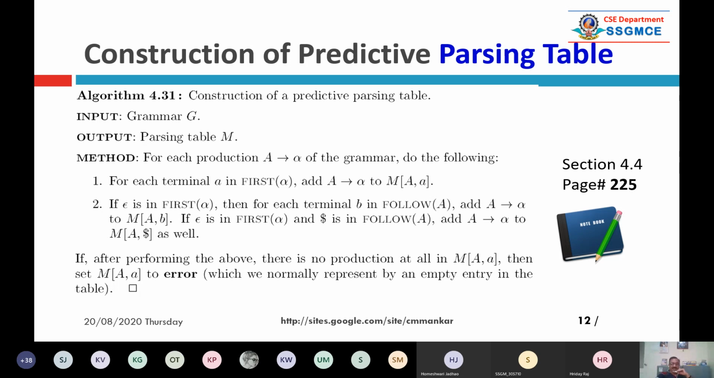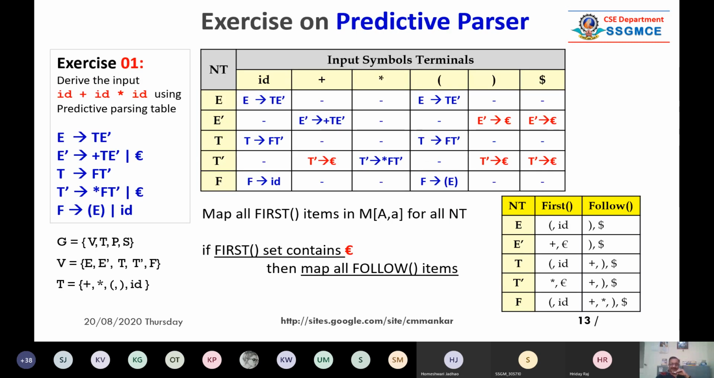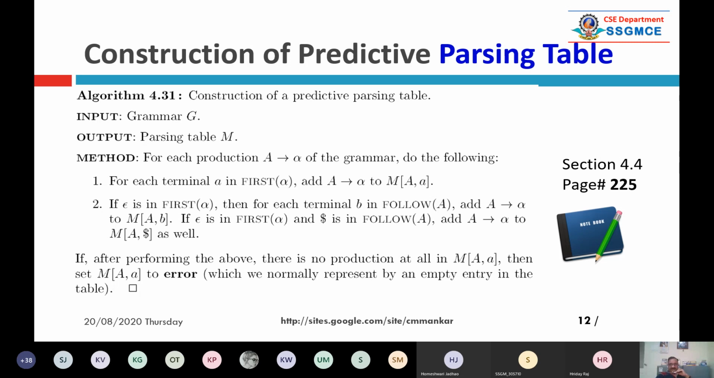table. So for example, if the first set contains epsilon, then you have to map the follow items. If the first set does not contain epsilon, then you have to map only the first items. That we are going to see in the next slide. Anyway, just refer to page number 5, section number 4.4. Don't worry, I'm just going a little ahead. Later we shall work out 2 or 3 examples, and then you will understand how this algorithm is working. You have to trust me.